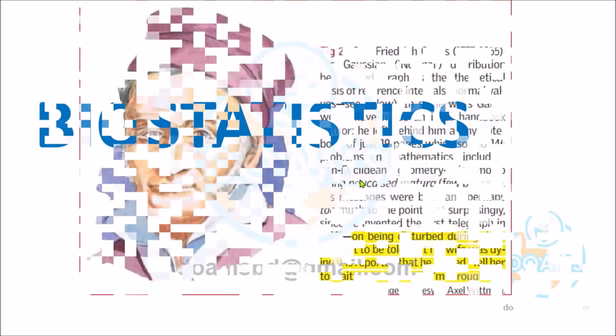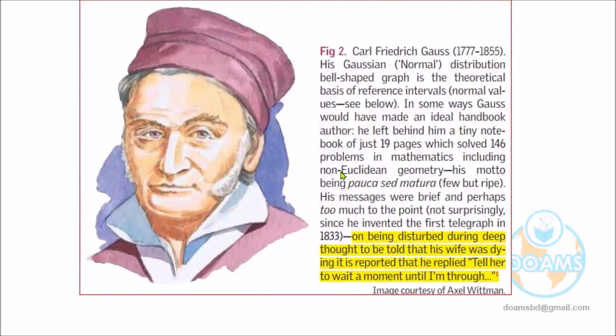In biostatistics, we have to remember this gentleman, Carl Friedrich Gauss. He is the inventor of the Gaussian curve, the normal distribution curve. We will not discuss the normal distribution curve today, but he had a very tragic history also, which is mentioned here. If you have the time, you can read it by yourself later on. How he was devoted to the topic.